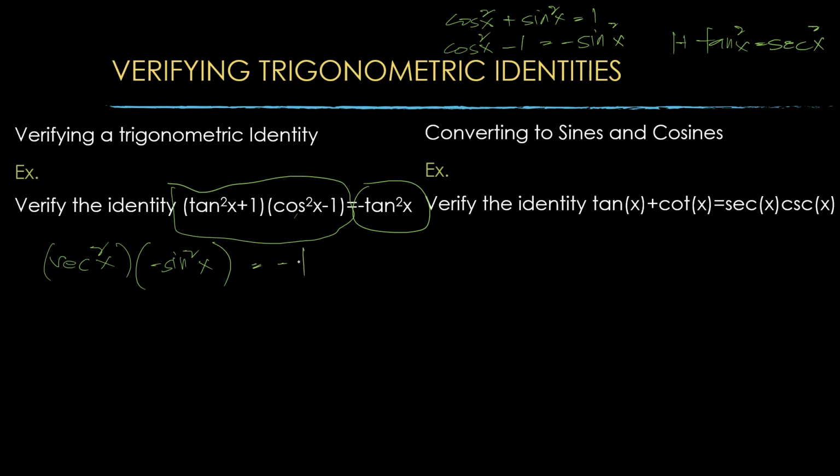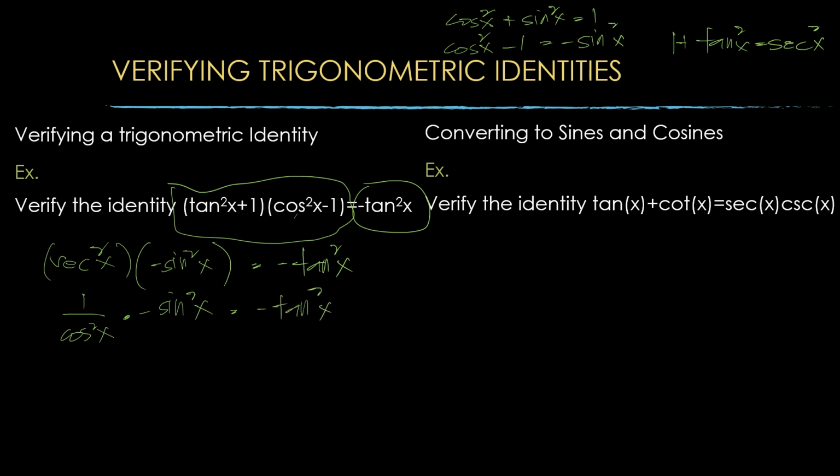And that is equal to negative tangent of x squared. Okay. What is the trigonometric identity for secant? That is 1 over cosine x squared. 1 over cosine of x squared multiplied by negative sine of x squared equal to negative tangent of x squared.